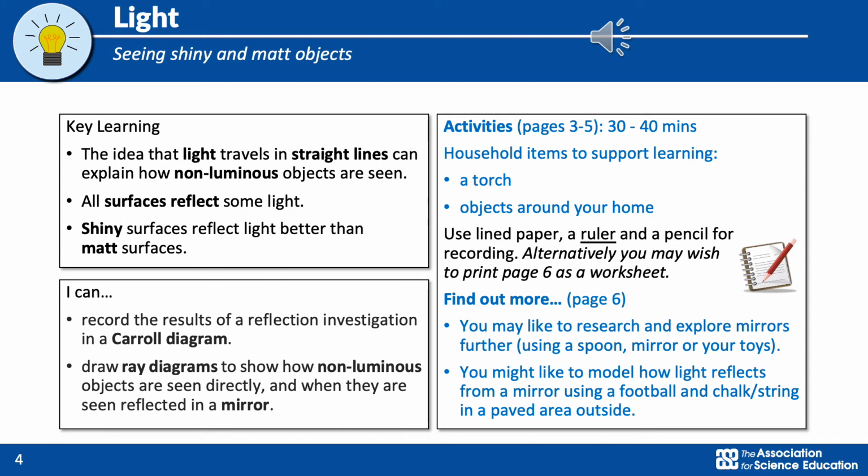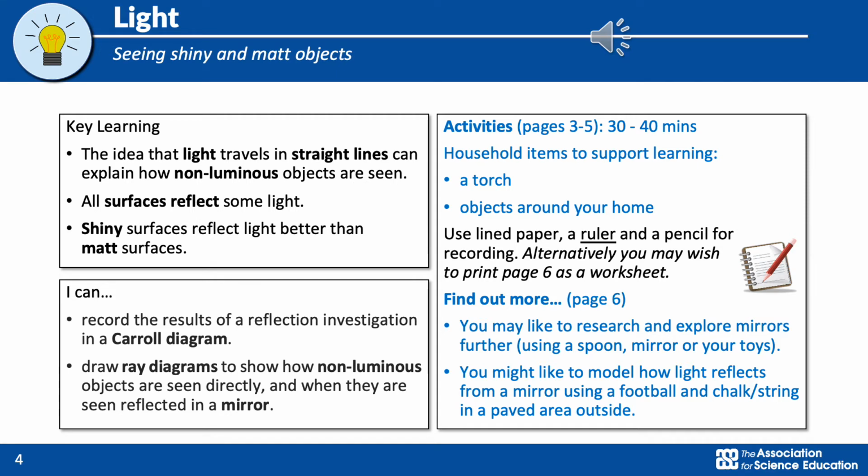So the key learning, we know that we've been looking at that light travels in straight lines and can explain how non-luminous objects are seen. Non-luminous there meaning not lit up. We know that all surfaces reflect some light, and that shiny surfaces reflect light better than matte surfaces. So matte surfaces are non-shiny surfaces.